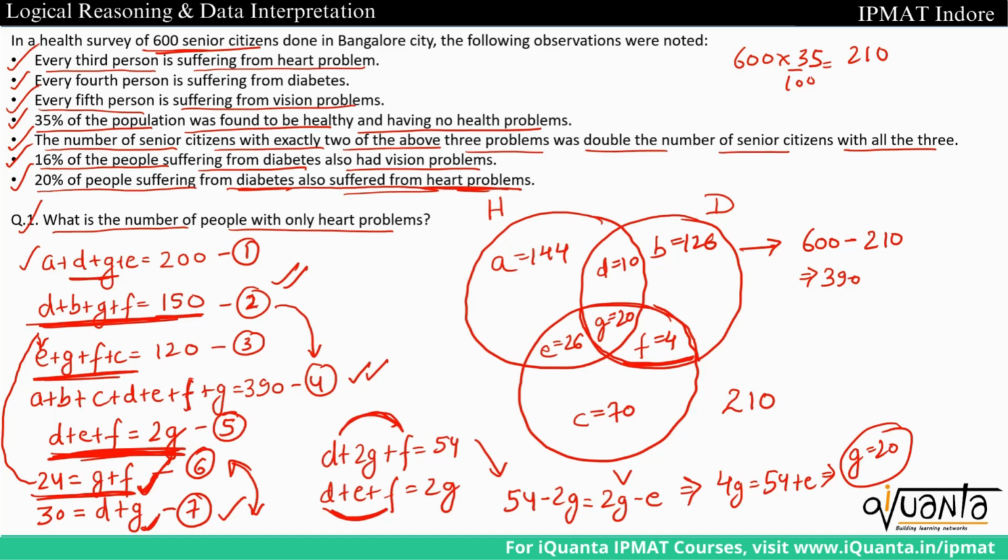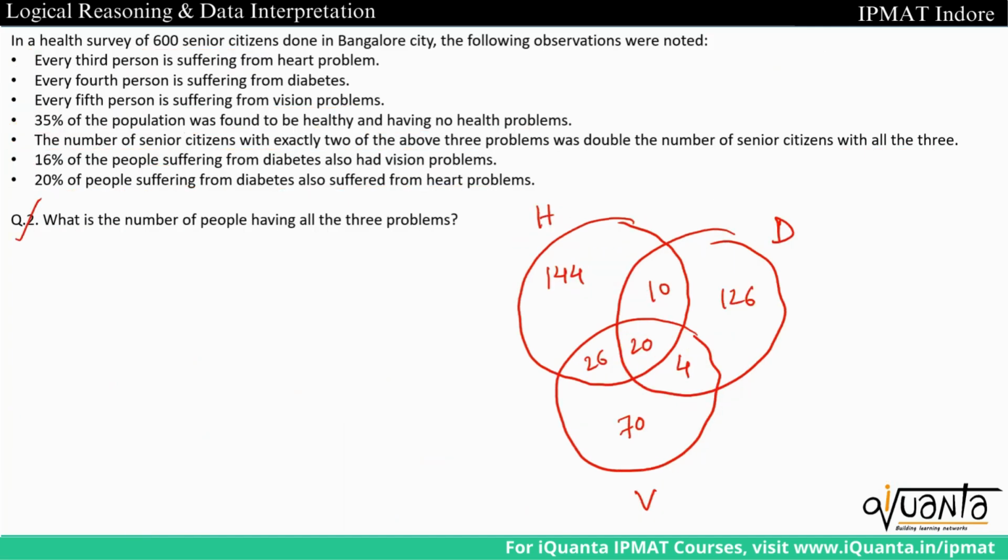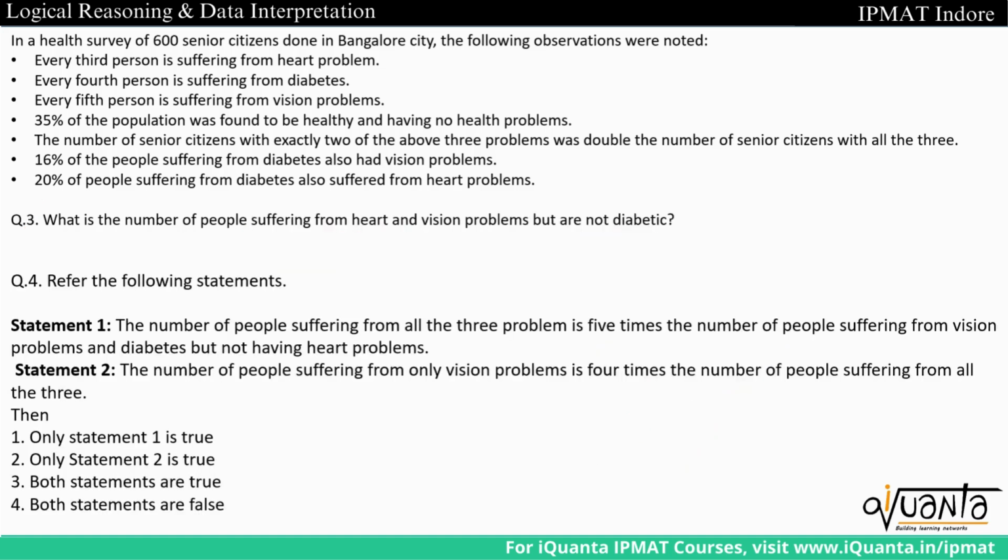First was, what is the number of people with only heart problems? So only heart problems is this region over here, region A. Its value is 144. So 144 will be the correct answer to the first question. Let's solve the next question. The second question is, what is the number of people having all three problems? So it is this region who are at the middle. So it is 20.